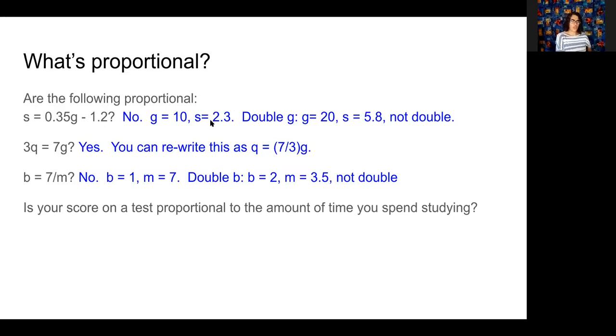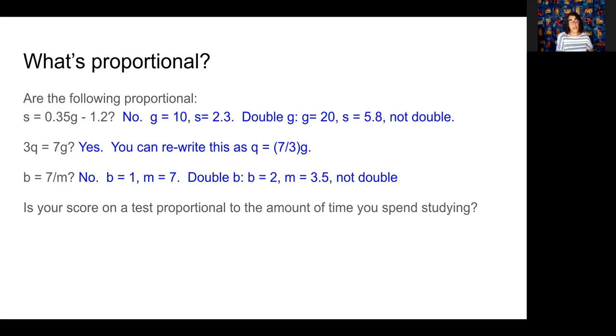Next, 3Q is equal to 7G. That's a funny shape for an equation, but you could rewrite it as Q is equal to 7/3 times G. I divided both sides by 3. So that is a proportional relationship with constant of proportionality 7/3. There are 7/3 of a Q to every G, or 7/3 Qs per G.